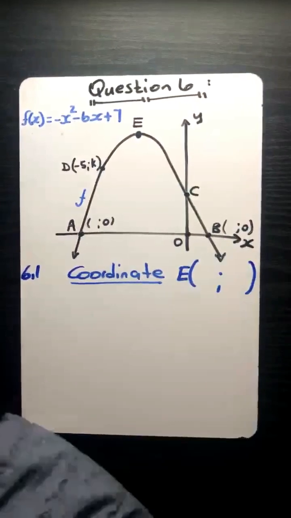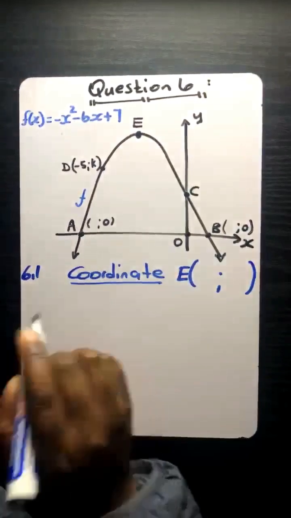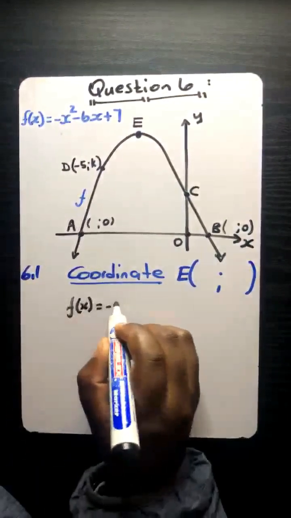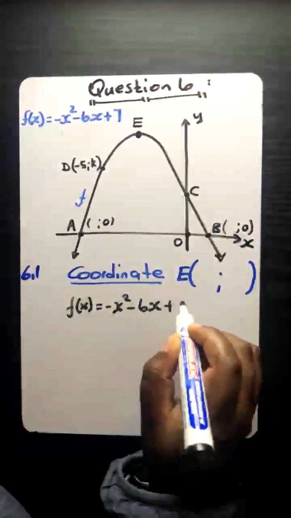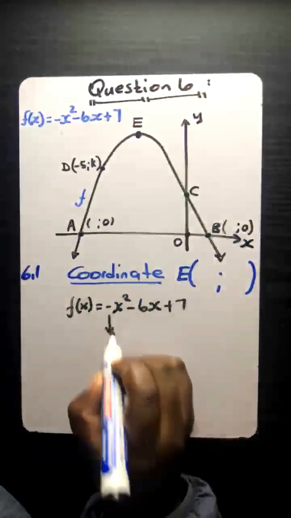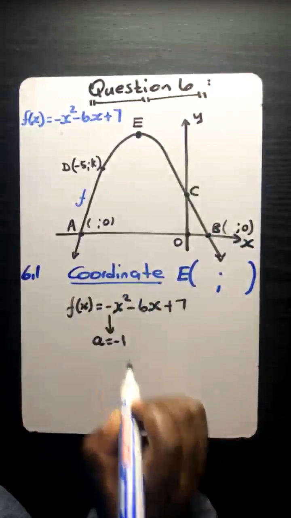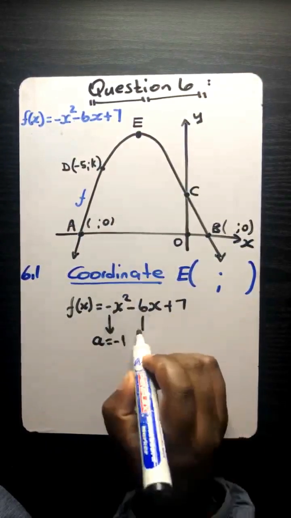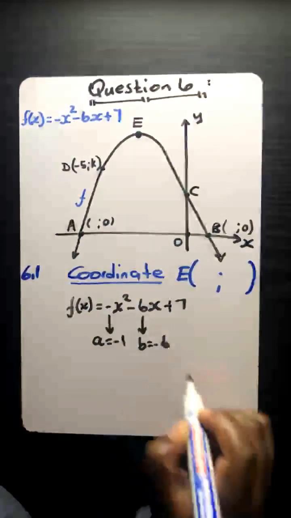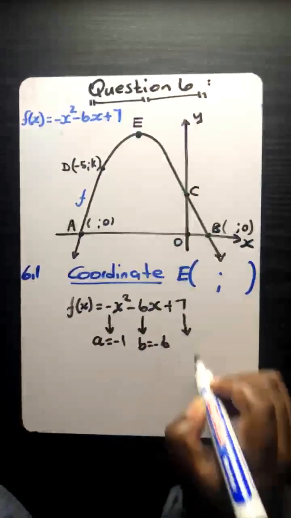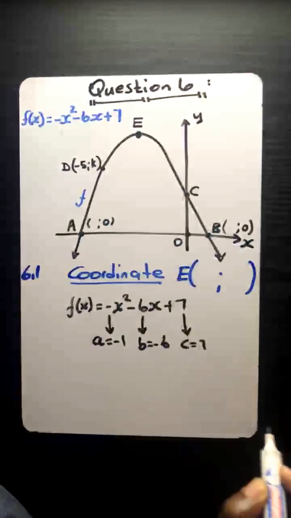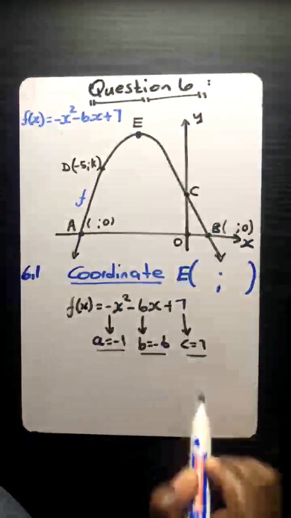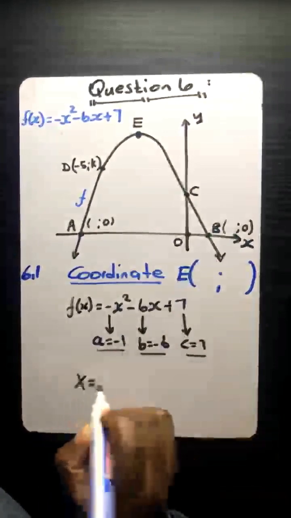Maybe let me do it this way and say there we have f of x equals negative x squared minus 6x plus 7. So that means your a value is actually negative invisible 1. Remember, there is an invisible 1 there. And then your b value is equal to negative 6. And your c value is equal to positive 7. The mistake that you make is to forget the negative. So most importantly, you find your X by substituting those values there.